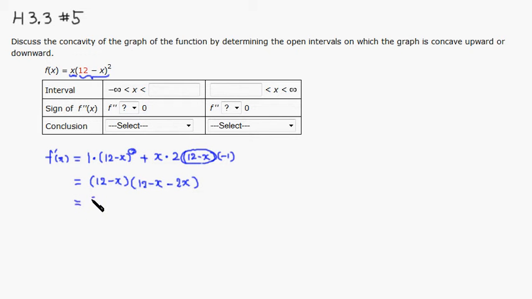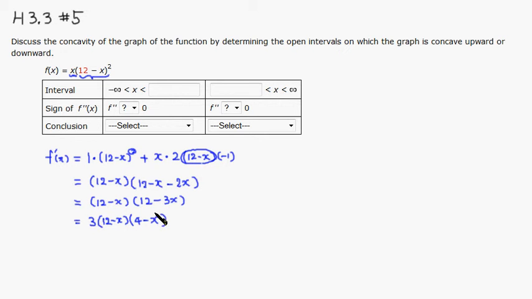So you have 12 minus x. Right here you have 12, then combine negative x and negative 2x, so negative 3x. Then we can actually pull out 3. 3 is in common, so pull out the 3. And 12 minus x, and 4 minus x.